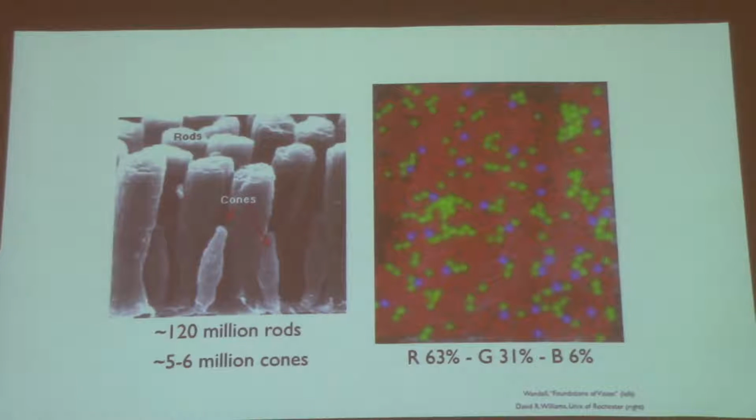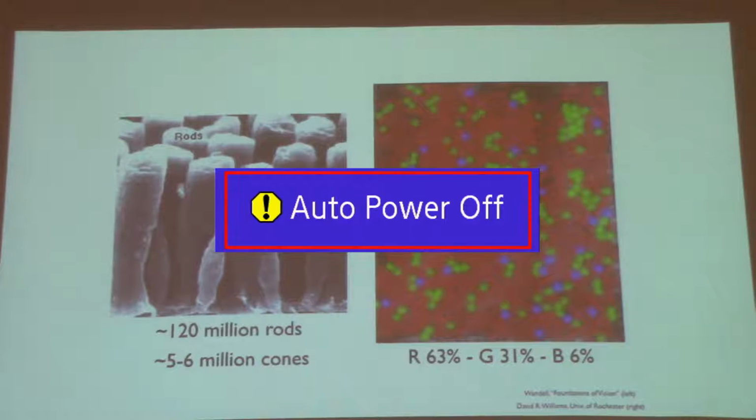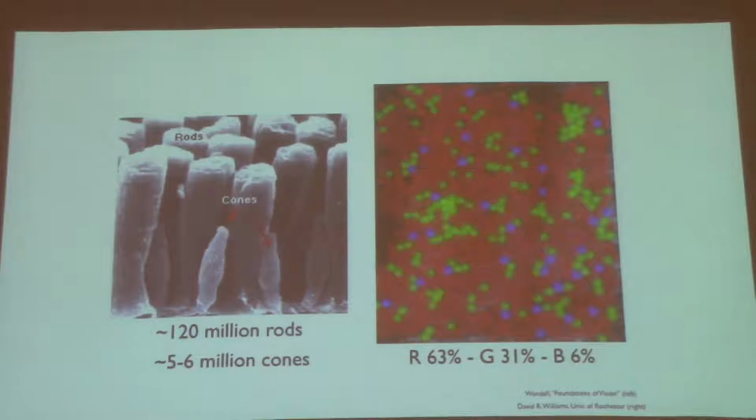And we'll talk about color blindness: if you're red-green blind, you're actually missing one of those types of cones.